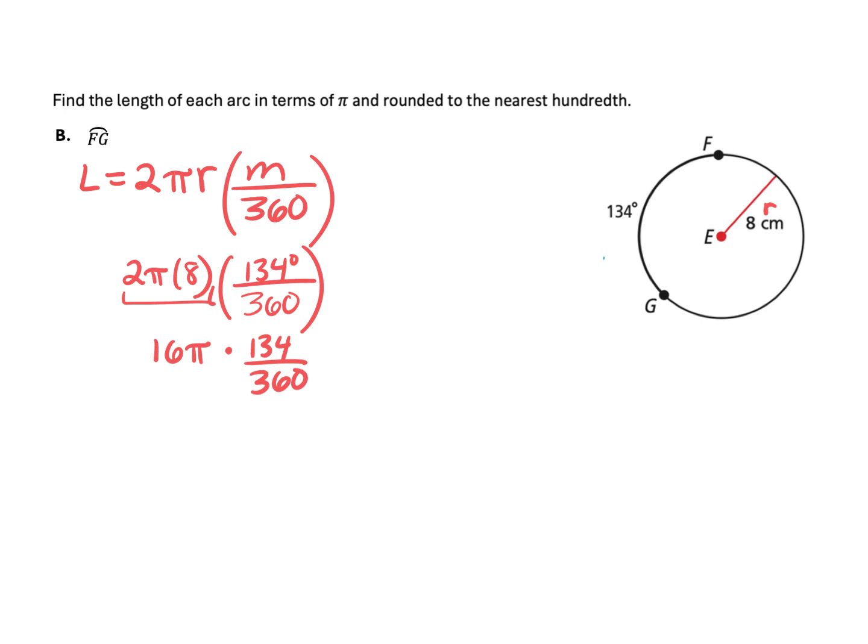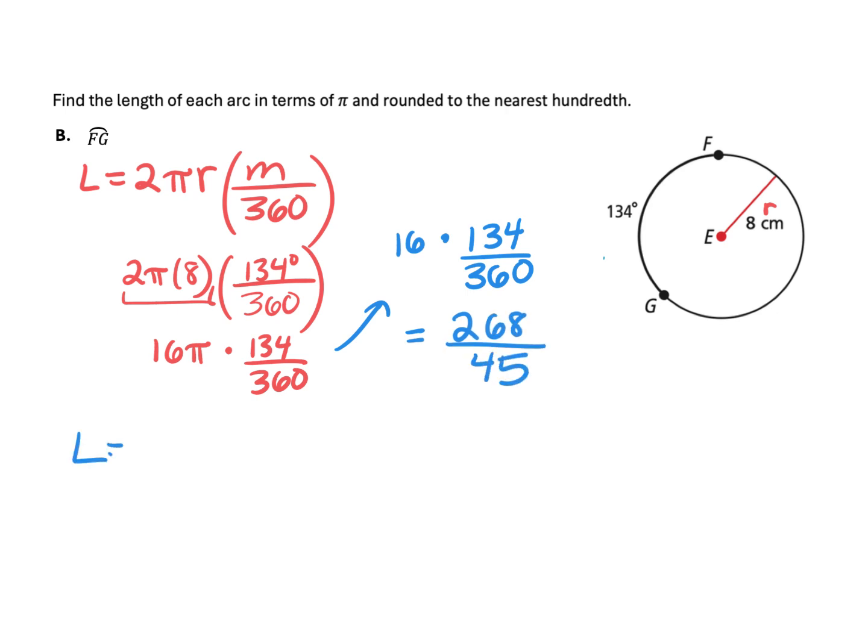Again, when we type this in our calculator to get the exact value, let's just do 16 times 134, fraction button 360. And the calculator will give you 268 over 45. We just need to remember that we have to put the pi back in there. So the exact arc length is 268 pi over 45.